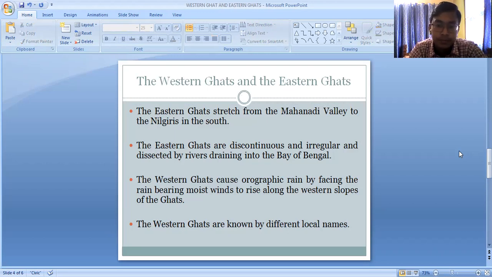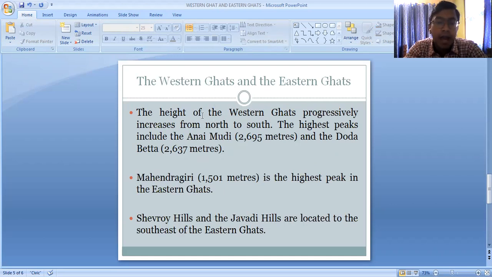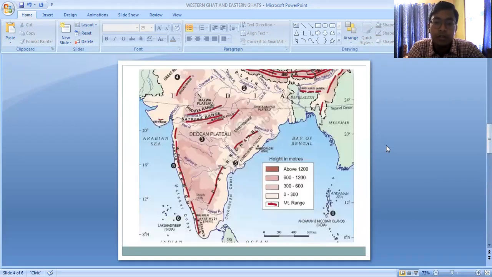Next, the height of the Western Ghats progressively increases from the north to the south. As we already know, the Western Ghats are higher in elevation than the Eastern Ghat. But within the Western Ghat also, the height of the hill ranges increases as we move from the north to the south.